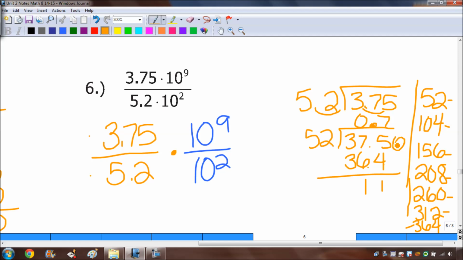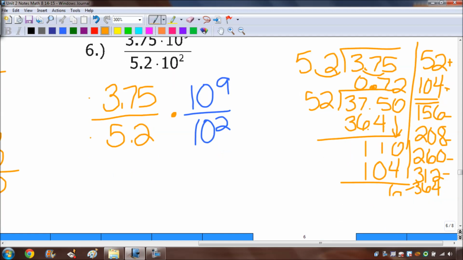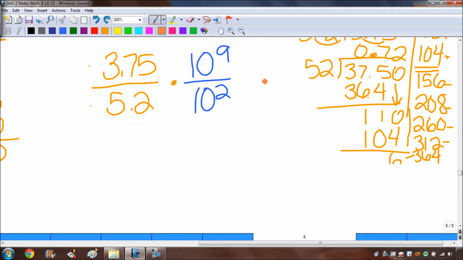Now I'm going to add a 0 and bring down this 0 right here. So now I'm going to figure out how many times 52 goes into 110. Well, 104 is the closest number that will work. So that's going to go in 2 times. So it's 0.72, and then I end up getting 104 right here. Subtract it, you get 6 as your remainder. We're not going to keep going with it. 0.72 is sufficient for right now. So I end up getting 0.72 times 10 to the 7th power, because 9 minus 2 is 7.